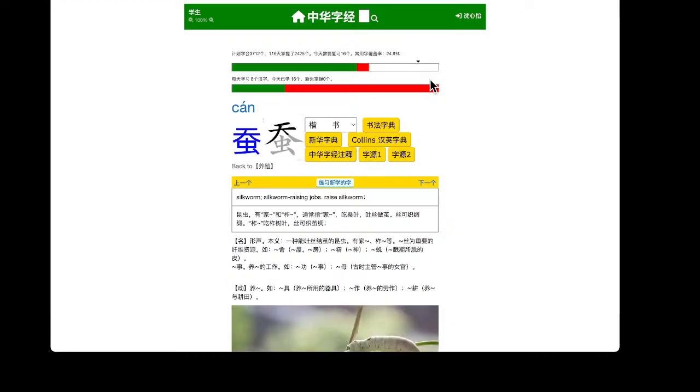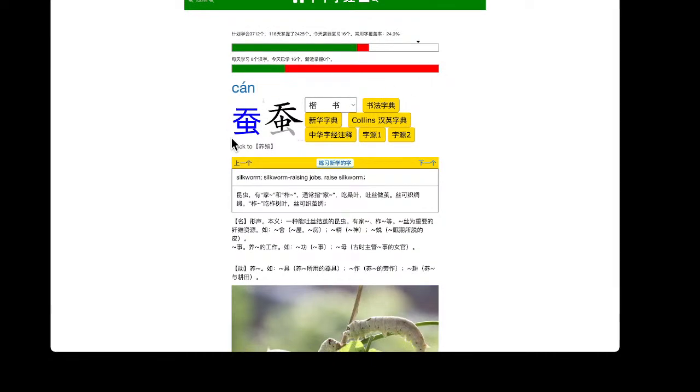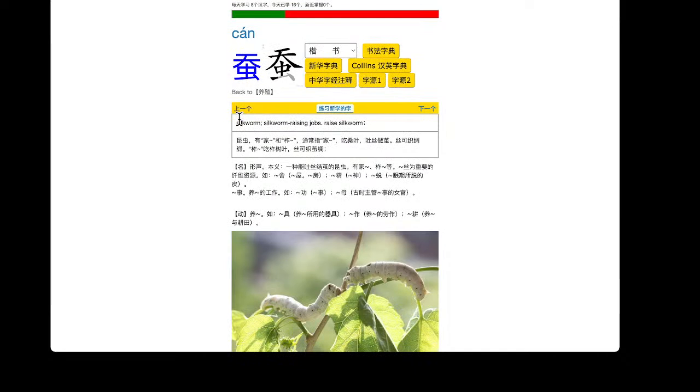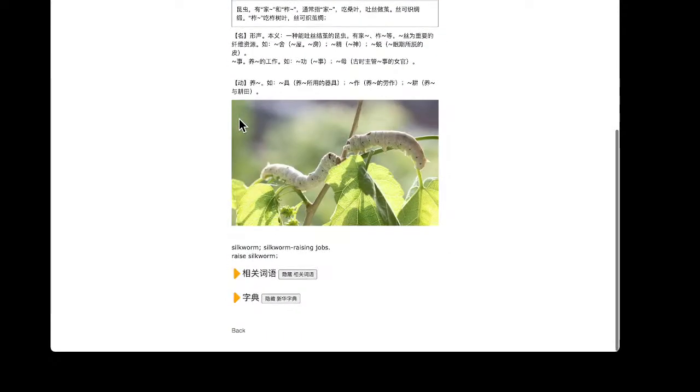Tan is a silkworm, also referring to raising silkworms or silkworm raising jobs. The way the character is constructed now can be understood as tiantong, like the heavenly bugs, because they're so beautiful and they're like shining and glowing, lovely creatures that create this wonderful material that can be made into this most luxurious of fabrics and such like that.